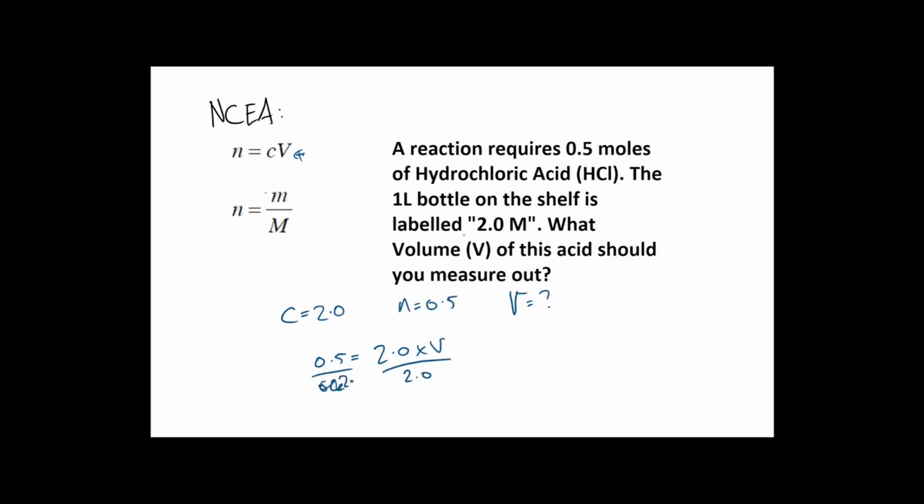Sorry, 2.0, not 0.2. So the volume is going to be 0.5 divided by 2, which is going to be 1/4, 0.25 liters of the hydrochloric acid diluted.